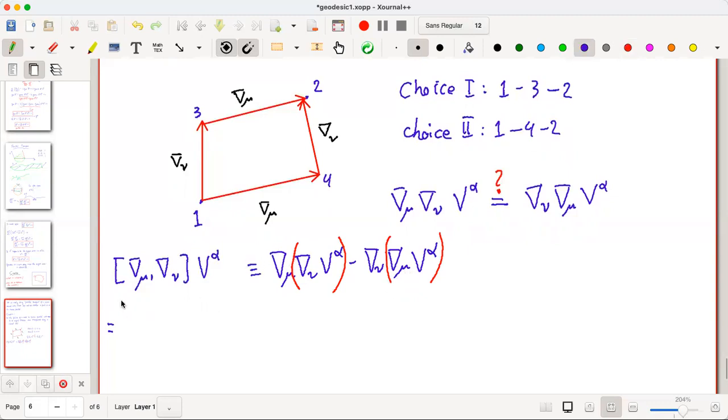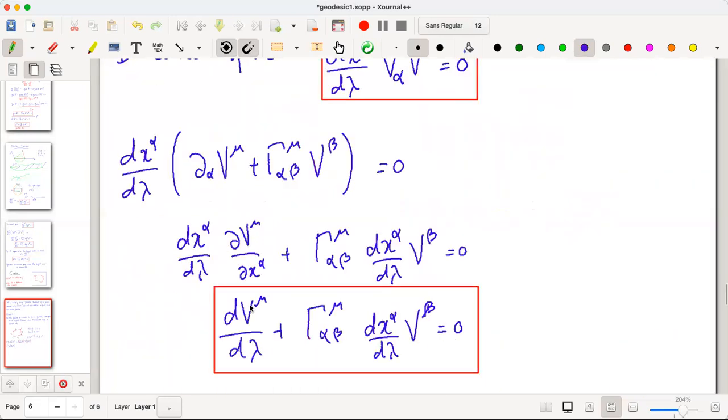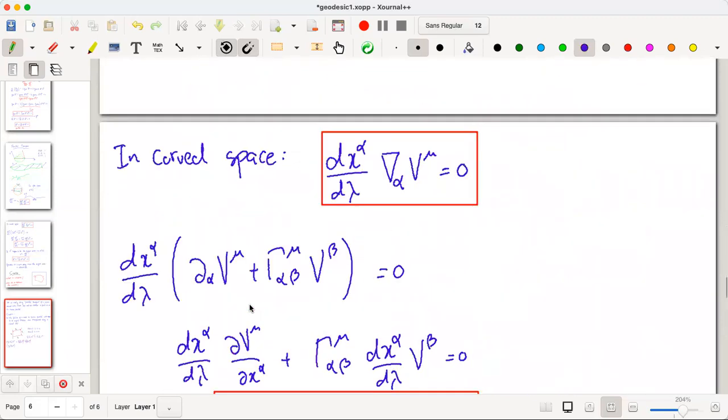Okay, let's work it out first. Let's work this one first. So this basically is just partial mu of, let's keep the one in the parentheses as it is first. Now it is a rank 2, so it has two indices. So we need to have two terms for the gamma functions, or what do you call this one? Christoffel, for the Christoffel symbol.